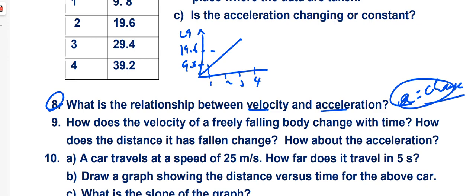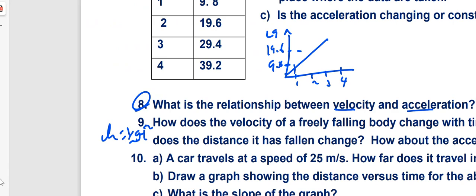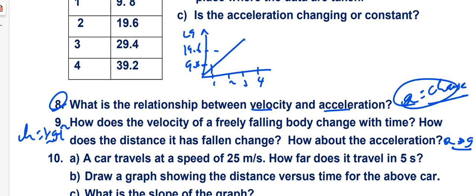How does the velocity of a freely falling body change with time? How does the distance it has fallen change? So the height can be calculated as 1 over 2 g t square, where acceleration a is changed into g for free fall. It is a freely falling body. That is why the only force acting is the acceleration due to gravity.